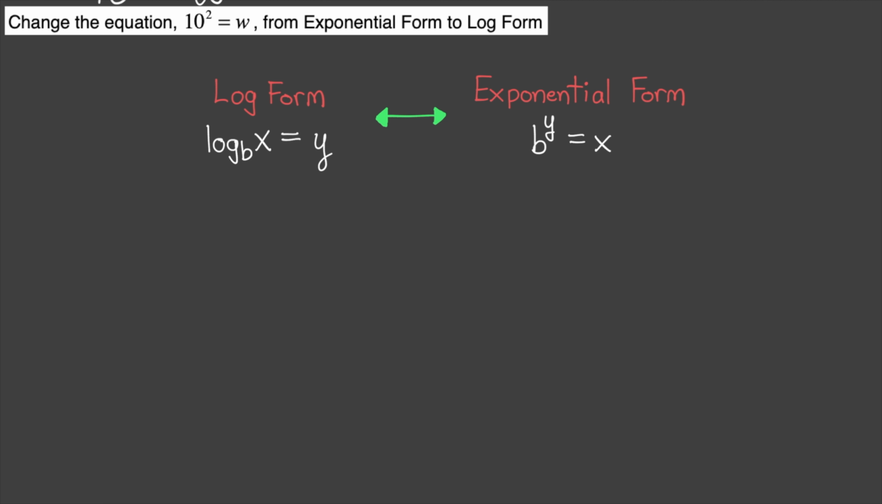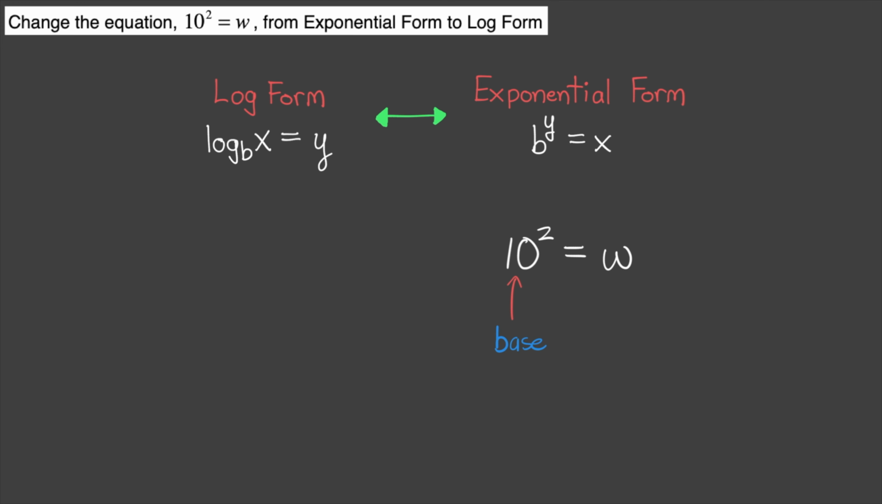So let's go ahead and bring down our equation and identify the pieces. The first thing I always tell my students to identify is the base. So in this case, 10 is our base. So let's go ahead and label that. So that means our base equals 10.